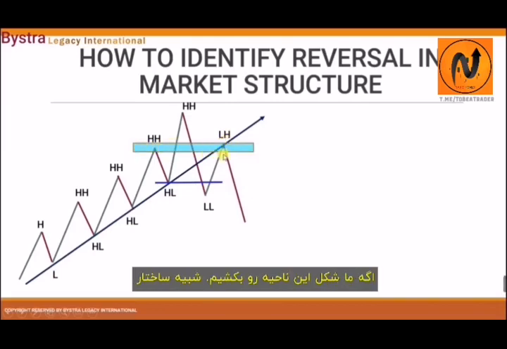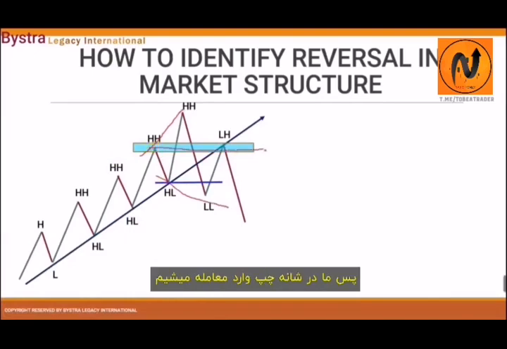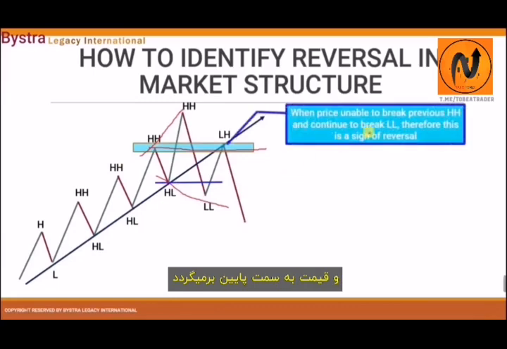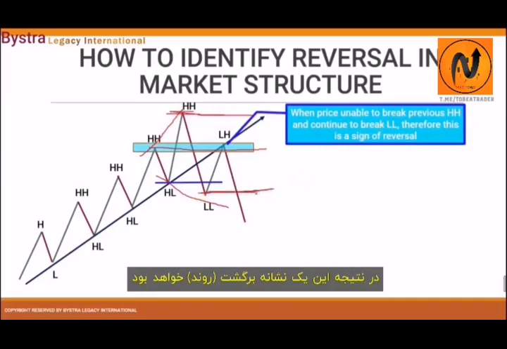If we draw this zone, this is like a QM structure. So this is an over and this is an under. So we entry at the left shoulder and price will go back down. So when the price is unable to break the previous higher high and continues to break this lower low, therefore this is a sign of reversal.